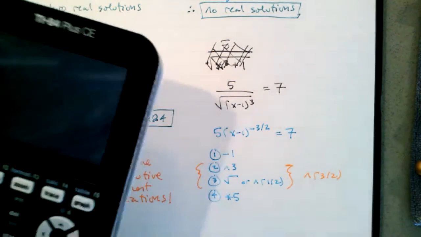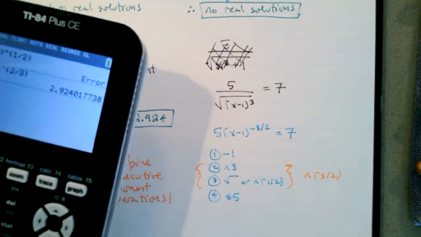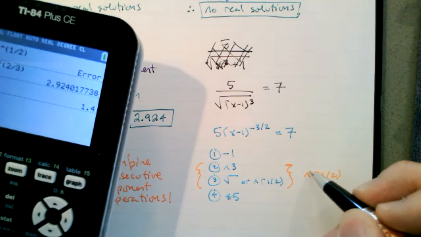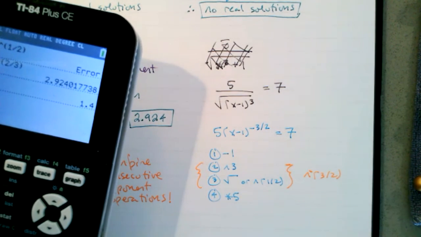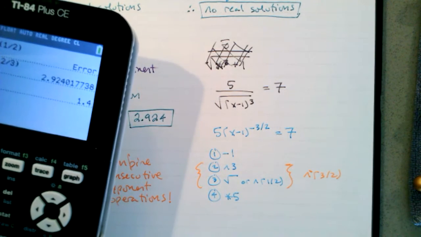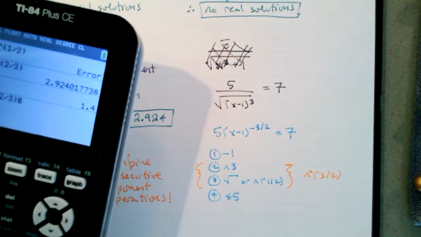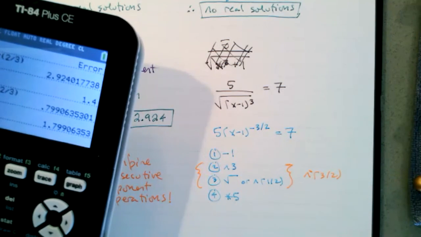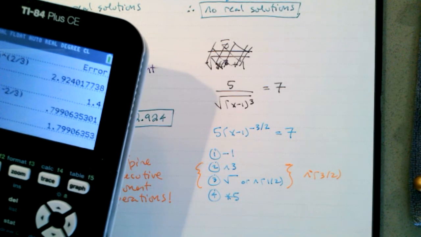But if we wanted to solve this equation, I would take 7 and first invert the times 5 and divide by 5. And then I can combine this. This is all being raised to a negative 3/2 power because it's in the denominator. So I'll take the 1.4 and raise it to the reciprocal, negative 2/3. And then I will add 1. Inverse operations in reverse order. So I get 1.799. Any questions?